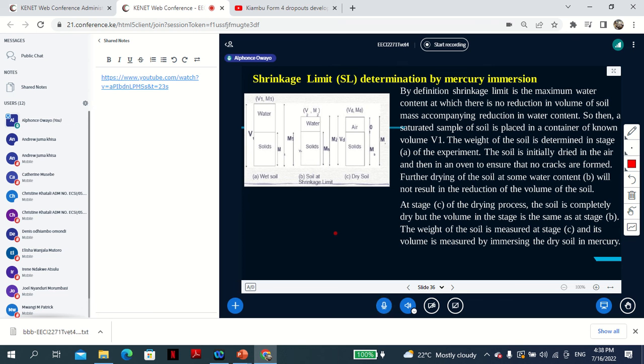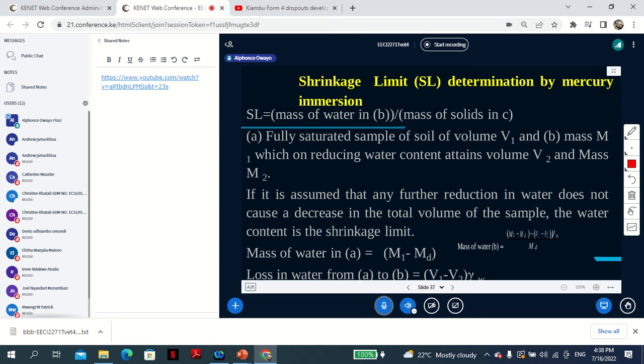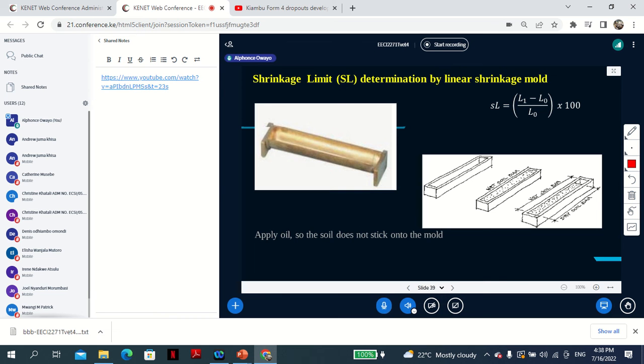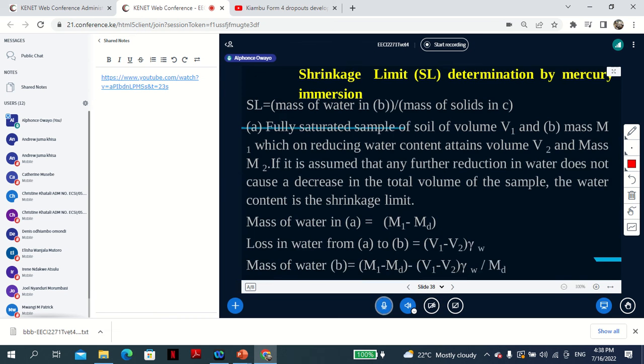I'll show you. I don't know whether I put in the notes what is used in the field, practical and very easy. Yeah, okay, I did include it.